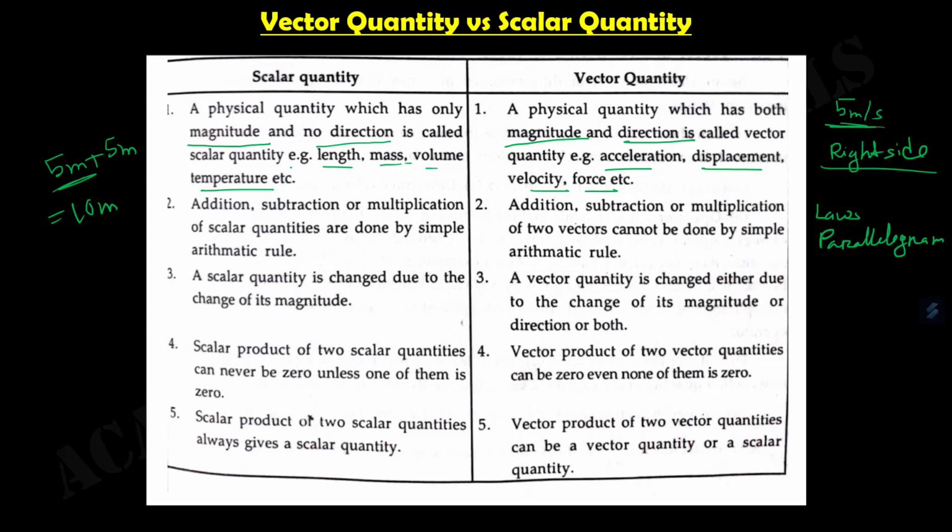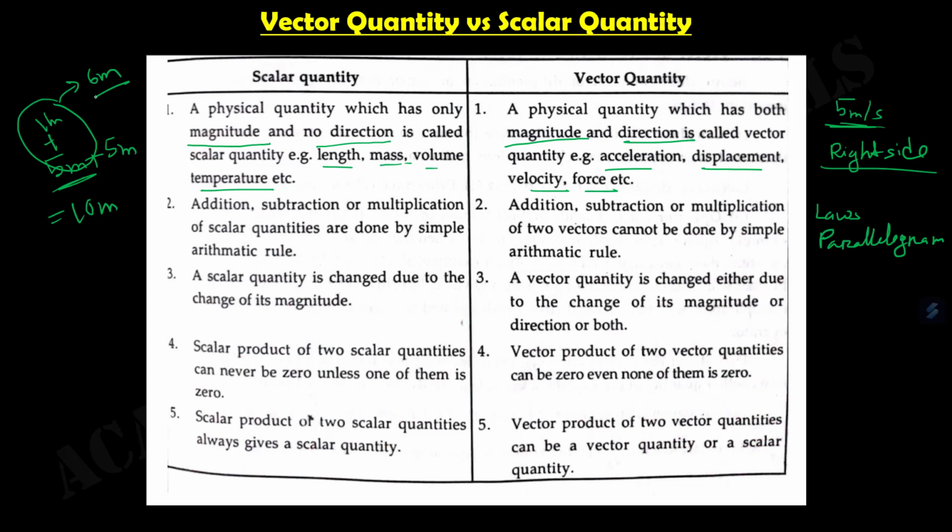The third one is that a scalar quantity is changed due to the change of its magnitude. So we can only change the magnitude or the value of a scalar quantity. Like if I increase the length of a stick by 1 meter, then the total length is 6 meter. It is a simple law. I change the value of the scalar quantity.